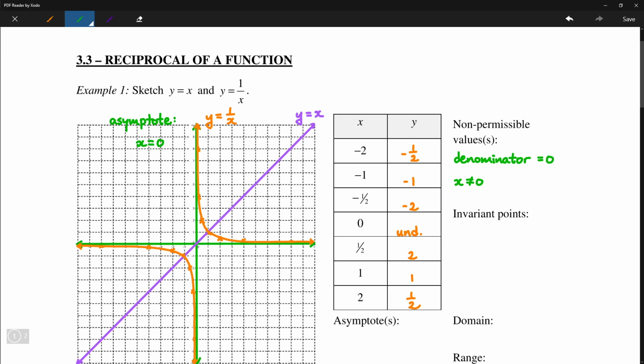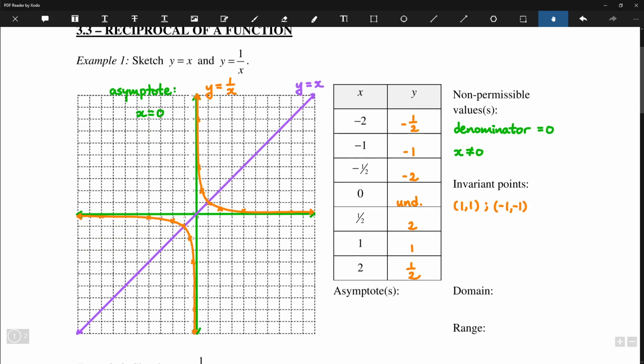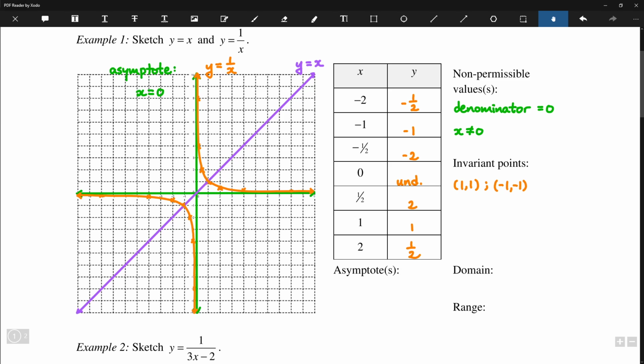Okay. Next up, we have the invariant points. That's when the points are the same from y equals x to y equals 1 over x, and there are two invariant points, 1, 1, and also -1, -1. Okay. Another asymptote that we have that's already drawn on here is y equals 0.